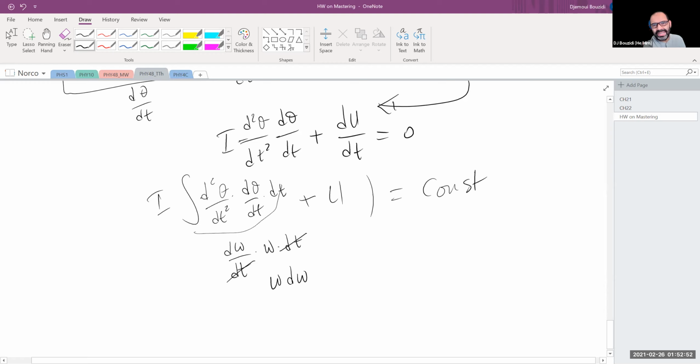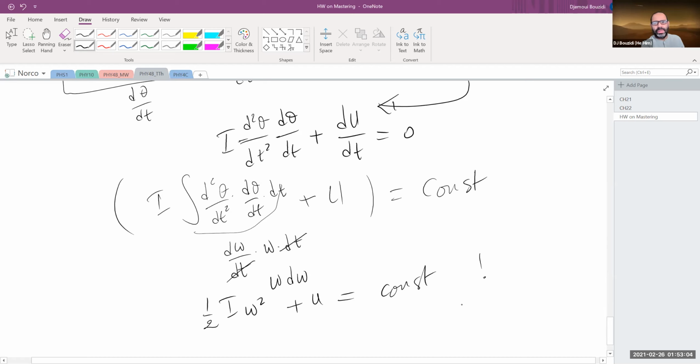So if I integrate this term now, the first term gives me 1/2 of I omega squared, plus U is equal to a constant. And that's exactly what we needed. This is the kinetic energy. This is the potential energy. Kinetic energy plus potential energy is equal to a constant. That's what they want you to show in this question, that the total energy is conserved. Mechanical energy is conserved in this process. Yes? Okay.